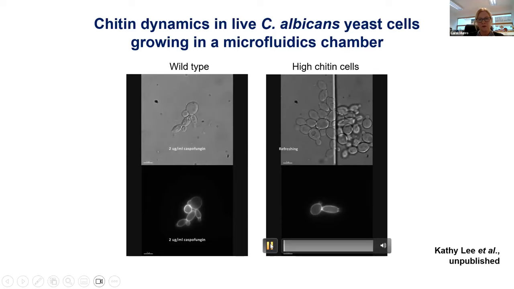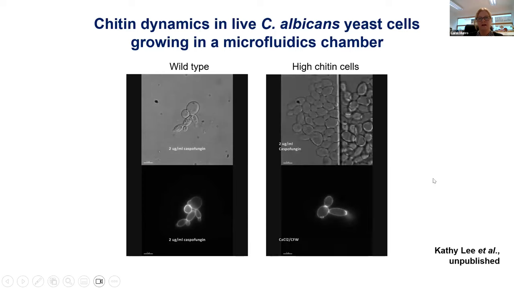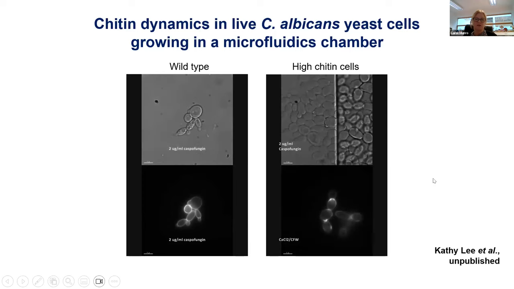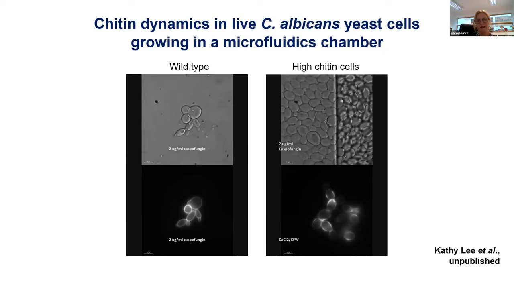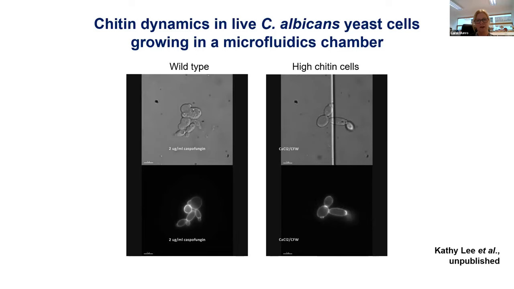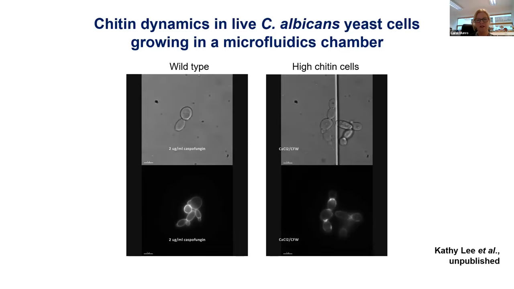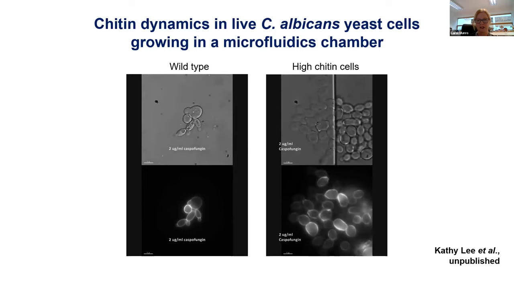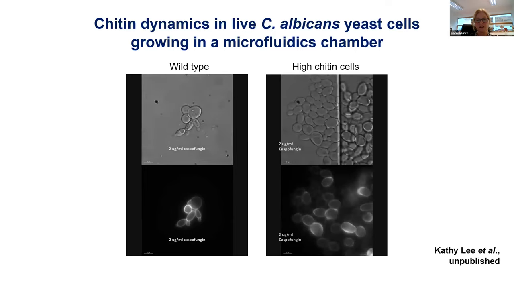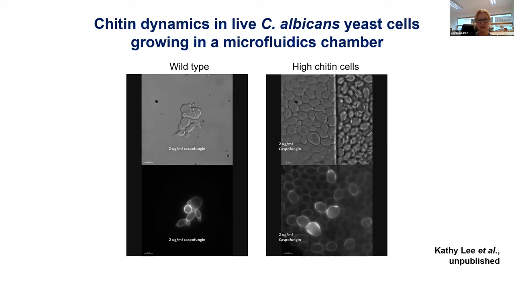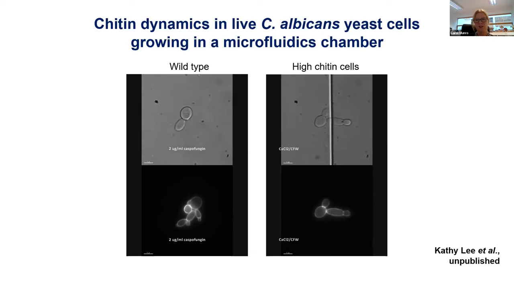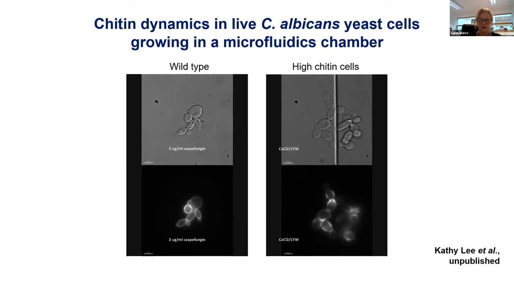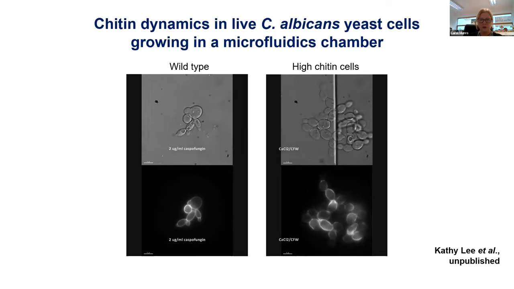On the right-hand panel, what we've got here are high chitin cells. If we just wait for this to loop around again, the high chitin cells are induced by giving the cells calcofluor white. And when you then wash out that calcofluor white and flush in some caspofungin, you can see those cells totally ignore the drug and carry on growing. You'll see some really bright cells within that population that have upregulated their chitin levels. So these high chitin cells are not responding to caspofungin anymore.